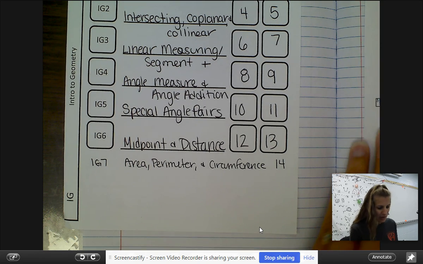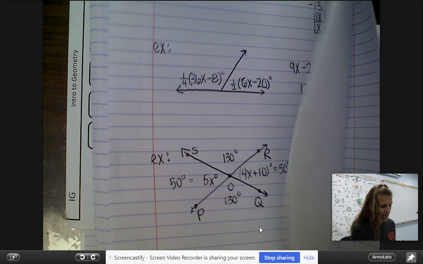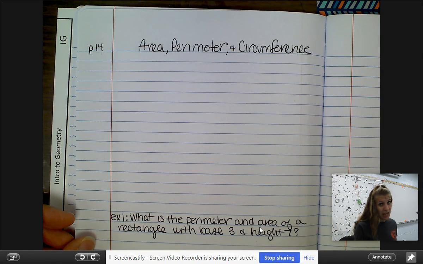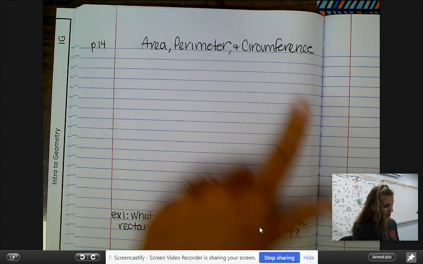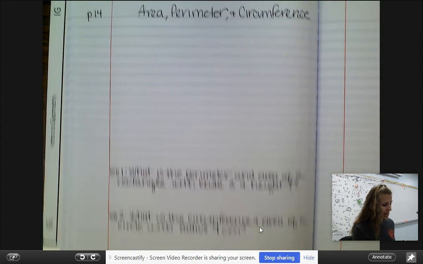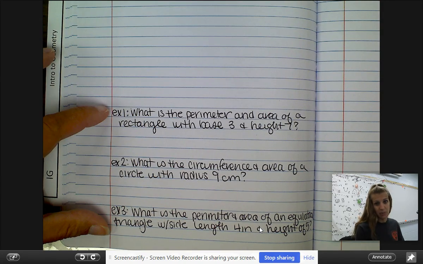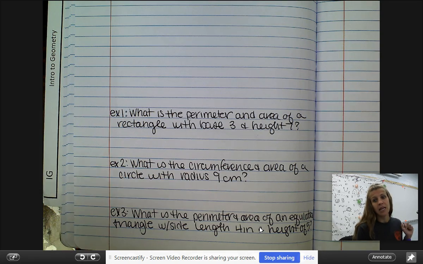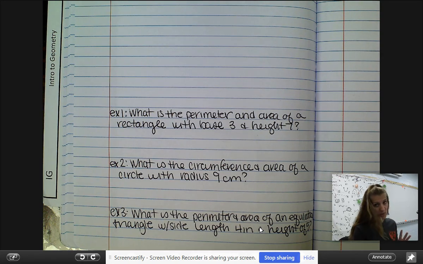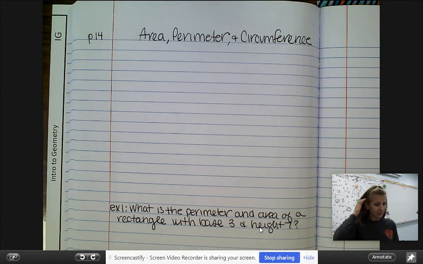All right, so if I turn to page 14, you'll notice that I already have some stuff written down. So I have the page, I have our title. I'm going to fill some things in with you here. But once I get to our examples, you might want to pause to write these questions down and then do the examples with me. I just wanted to save us some time in the video.